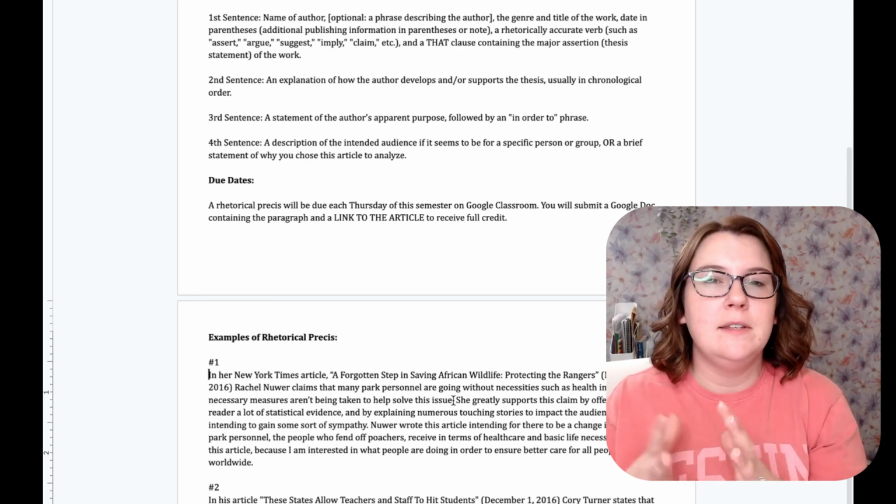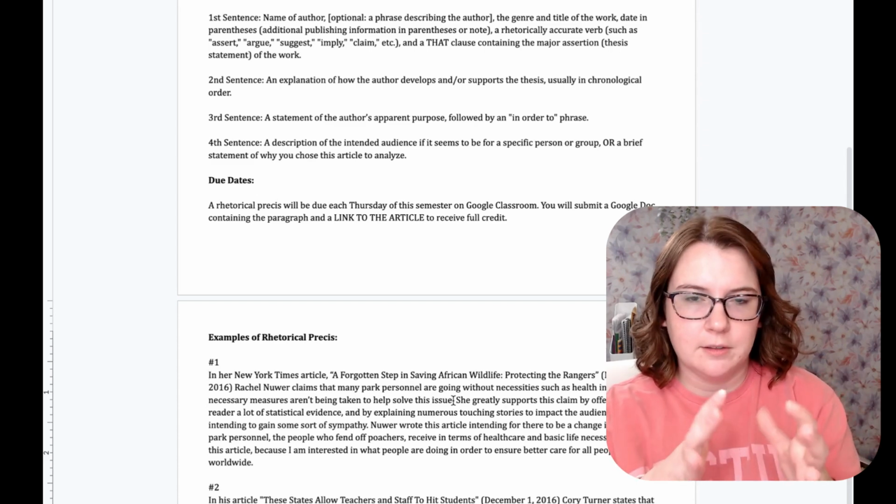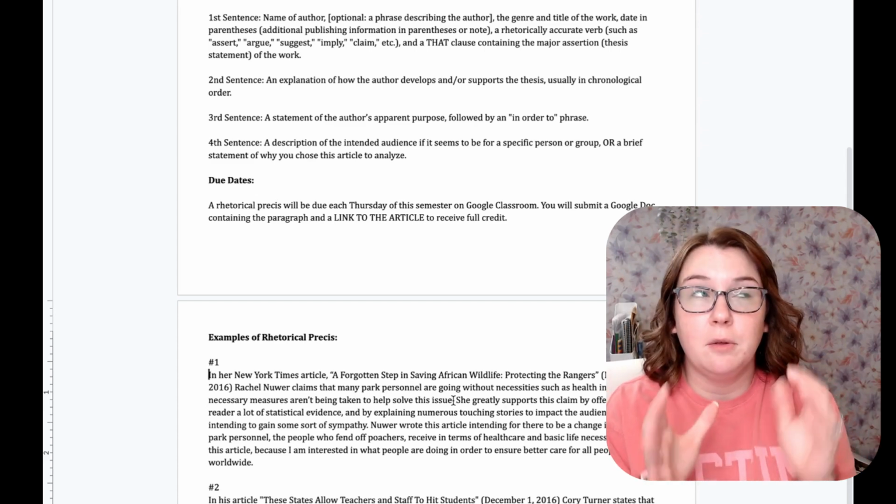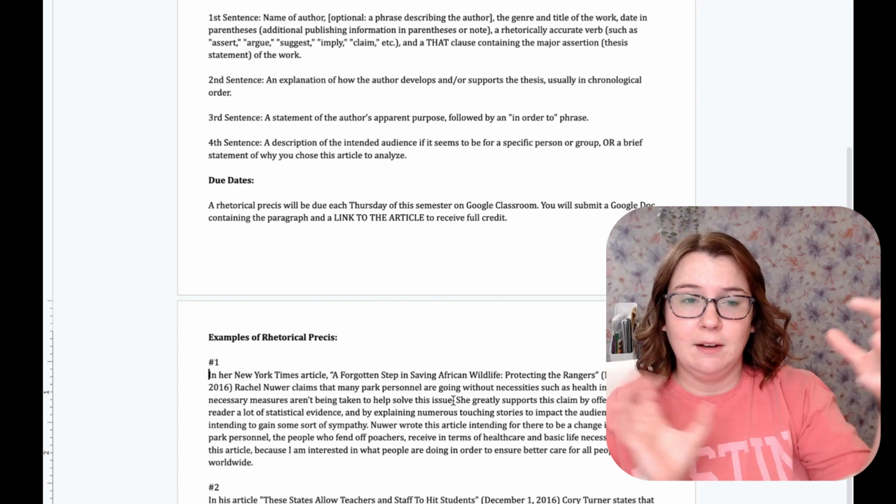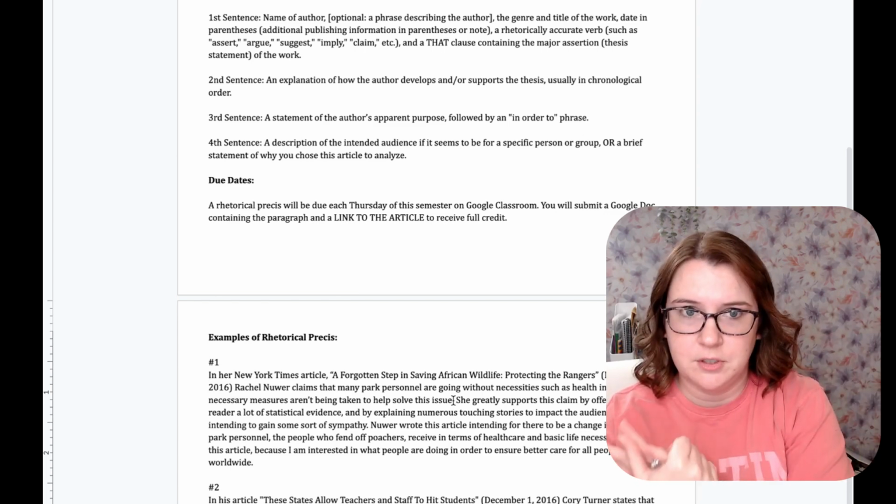So I'm not worried about the phrasing overall of this. I know that's a little wordy. That's a real student example, but if a student can read all of that in the first sentence, there's a rhetorical situation.